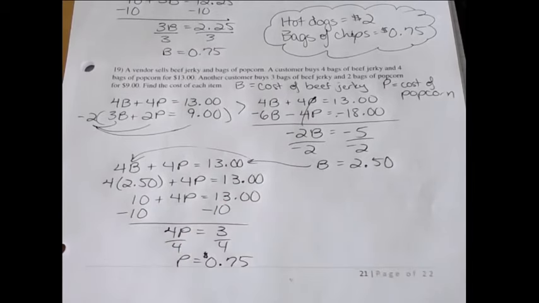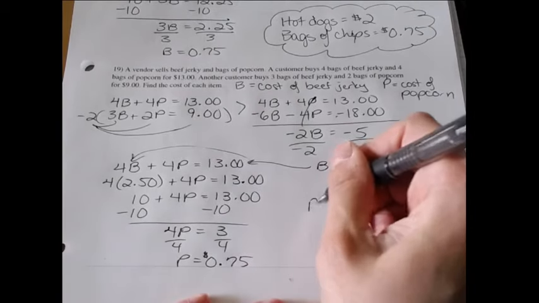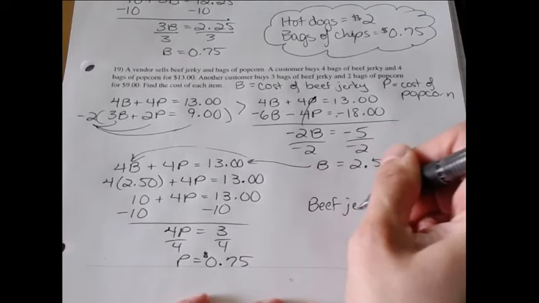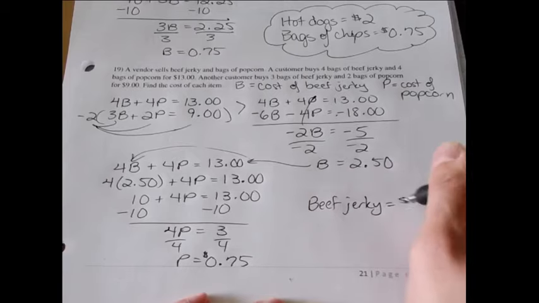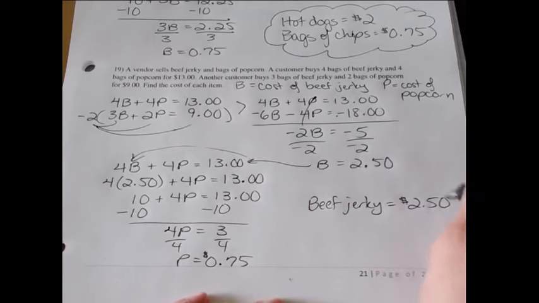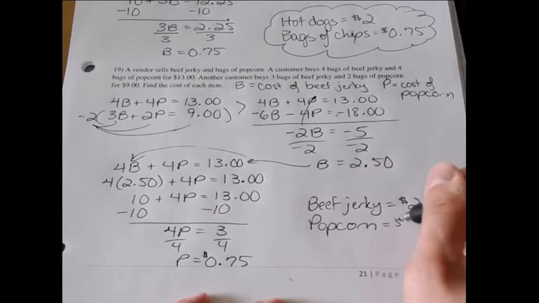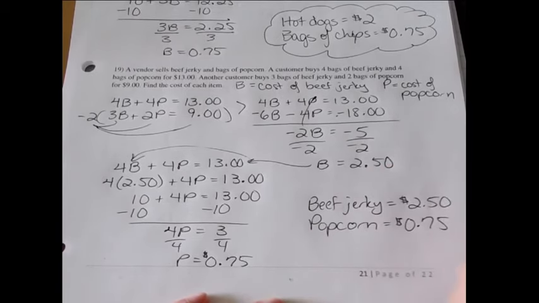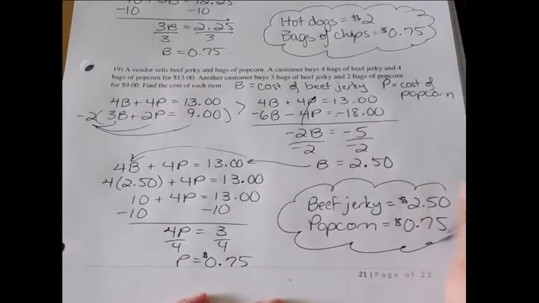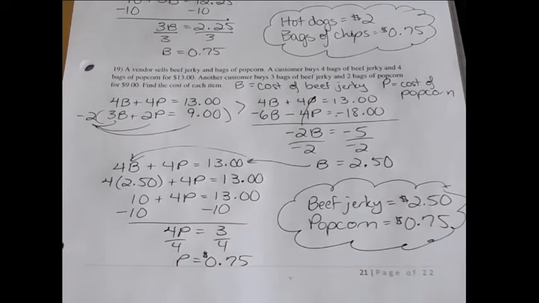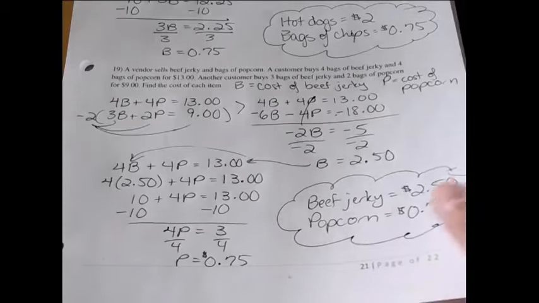0.75. Because remember, we're talking about money, so we could definitely write our answers as decimals. So the cost of beef jerky is $2.50, and the cost of popcorn is 75 cents. Nice job, everyone. Very nice job. Hyder, that was excellent. We have one more page left. 2 more problems, and we're done for the day. So let's see it.